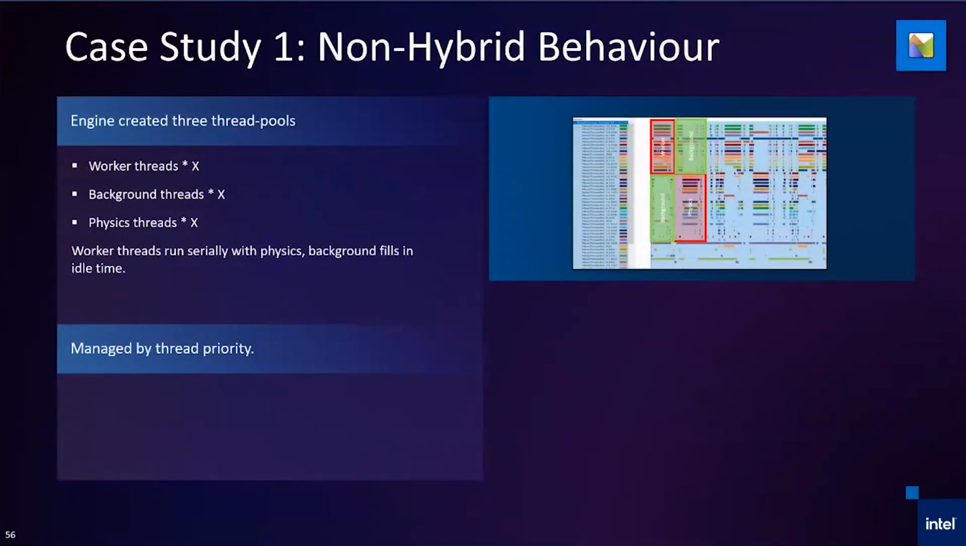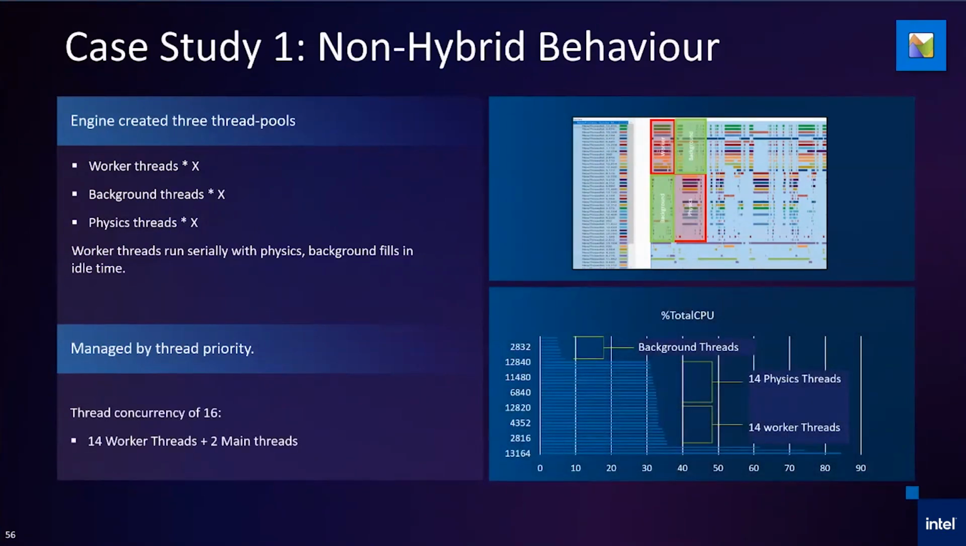It turns out this game is actually following a design pattern that I've seen repeated on multiple applications. It's actually creating several different thread pools. So in this case, there's a general purpose thread pool called the worker threads. There's a thread pool being used just for physics and another one for all the background work. You can see here that generally the worker threads and the physics run sequentially, while the background threads fill in the gaps when cores are idle while these other threads are active. And all of this is being managed by priority.